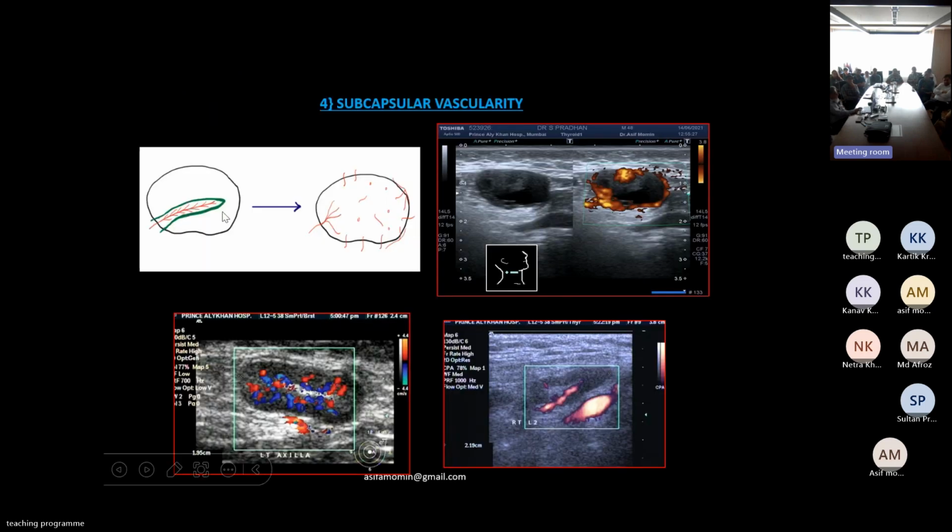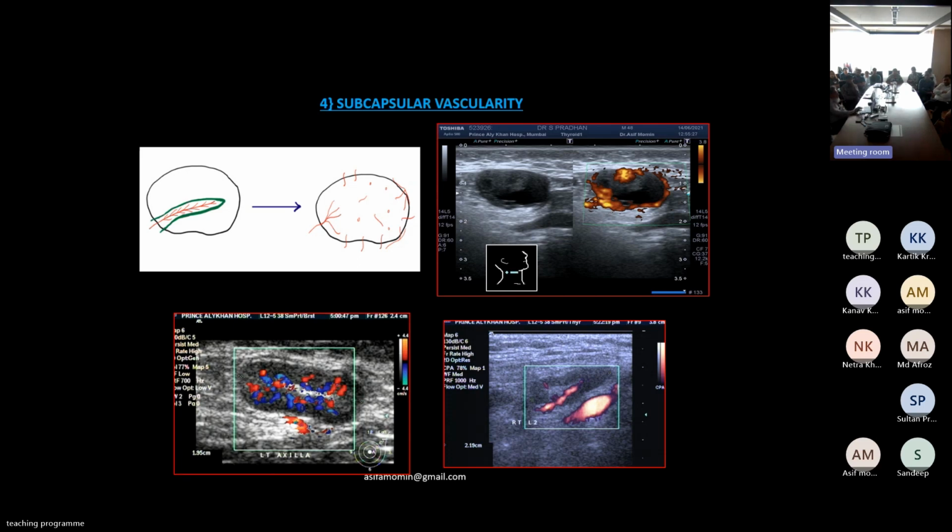Subcapsular vascularity, I think this is an important point. Normal hilar vascularity is a radial shape, but as neoangiogenesis occurs, the vascularity will come from the capsular side. And this is one such example where you can see the vessels coming from the periphery, and this certainly shows that there is a tumor infiltration. So as against this normal radiating hilar vascularity, when you pick up this vascularity, you will certainly give a valid explanation that this is a metastatic node.